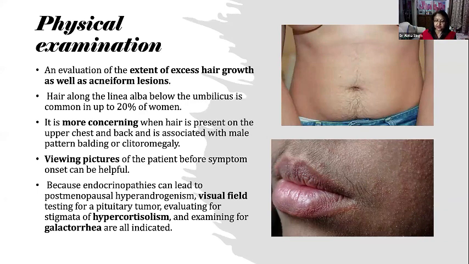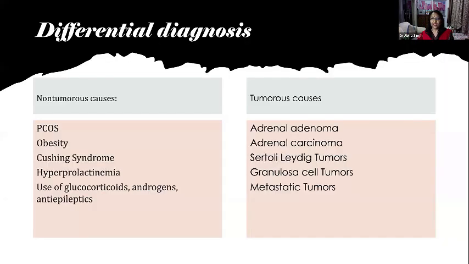the onset of symptoms. Now, because endocrinopathies can lead to postmenopausal hyperandrogenism, visual field testing for a pituitary tumor, evaluating for stigmata of hypercortisolism, and examining for galactorrhea are all indicated. And for differential diagnosis, some are non-tumorous or benign causes, others are tumorous causes.